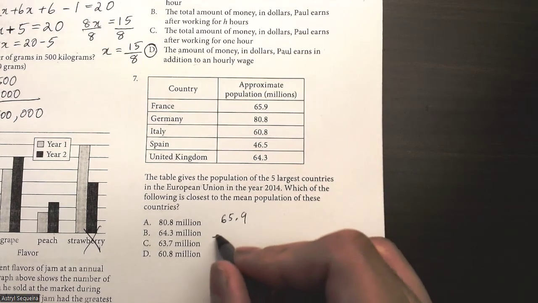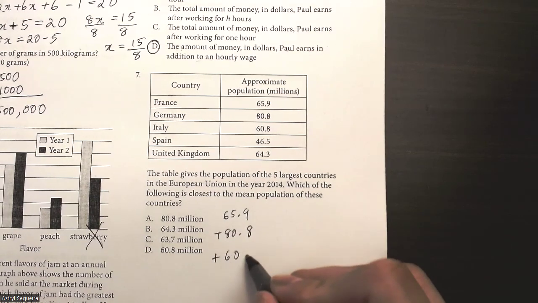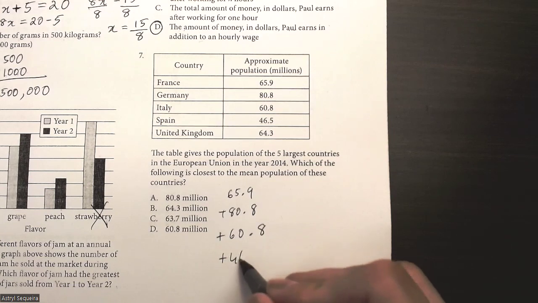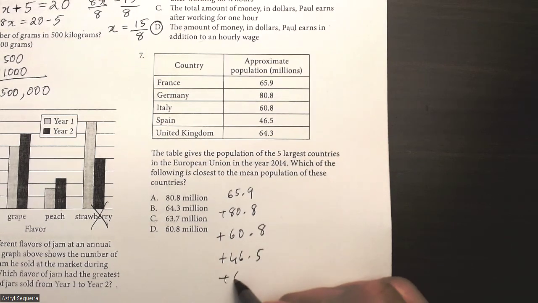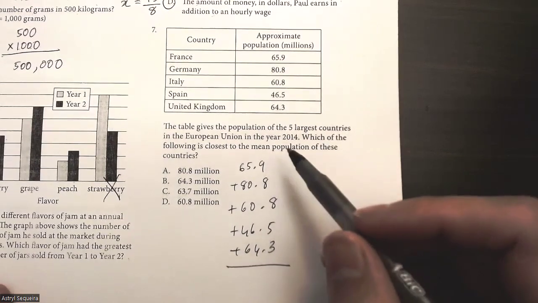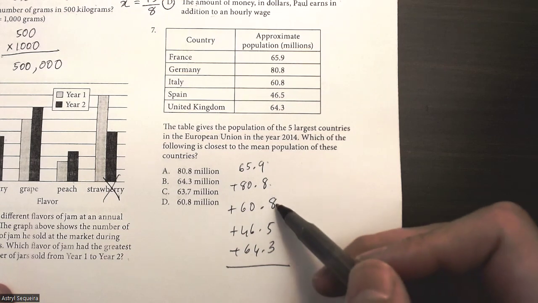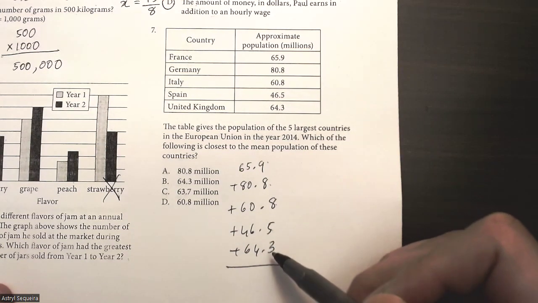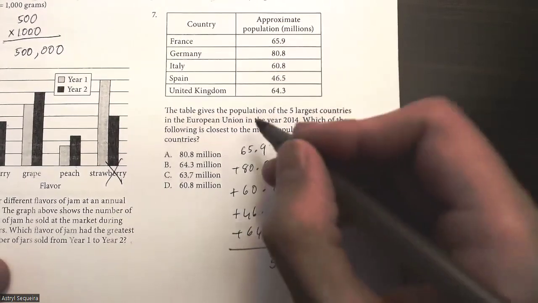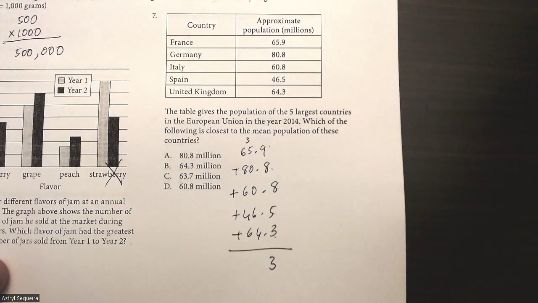65.9 plus 80.8 plus 60.8 plus 46.5 plus 64.3. So 9 plus 8 is 17, 25, 30, 33. And then I'm going to put a 3 up here because the other 3 carries forward.